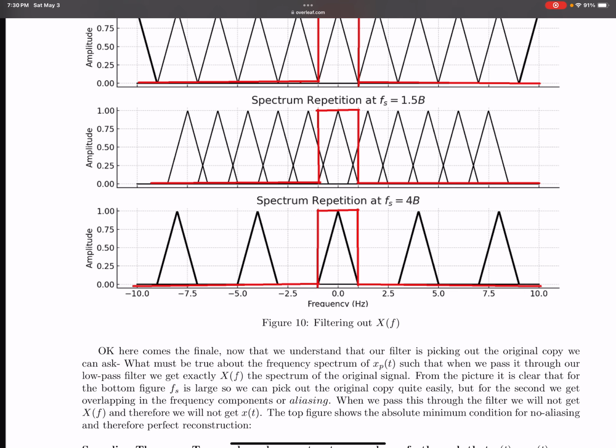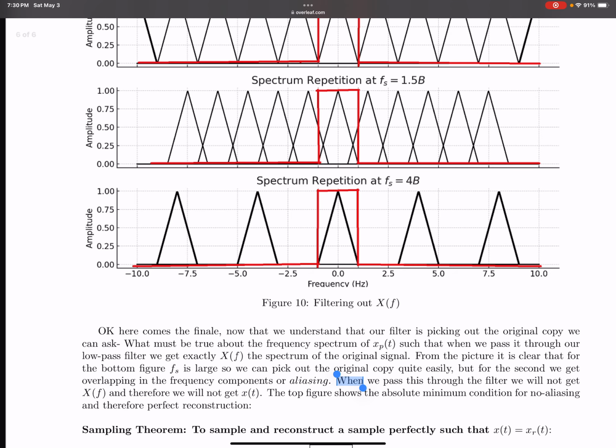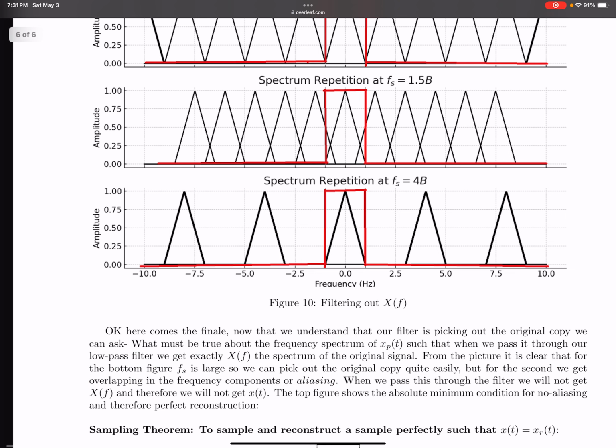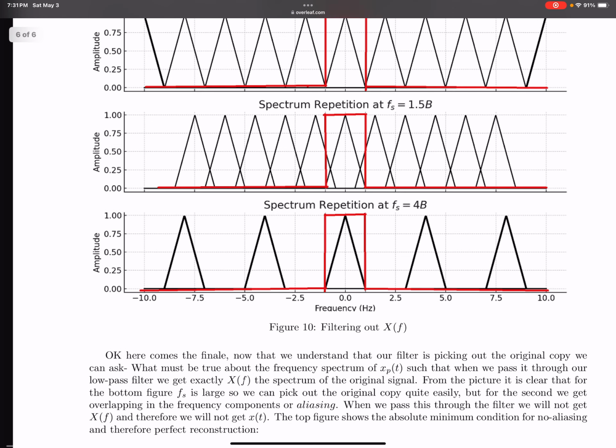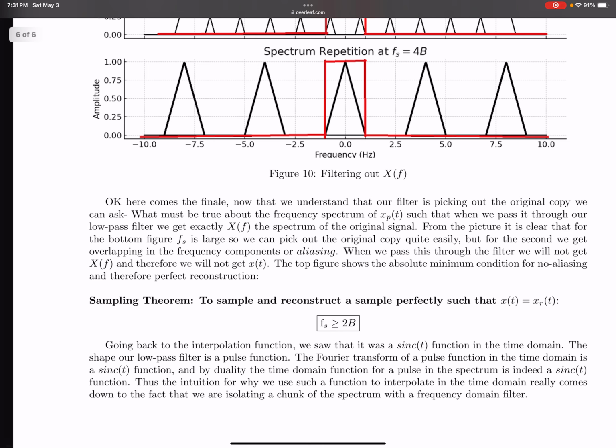So as we say here, when we pass this through the filter of X(f), we're not going to get x(t). And the top figure is where we can draw our conclusion. This shows the minimum condition for no aliasing, and we can state it as follows. For the sampling theorem, to sample and reconstruct perfectly, such that x(t), the original signal, is equal to x_r(t), the reconstructed signal, the sampling frequency needs to be greater than or equal to twice the band limiting frequency.